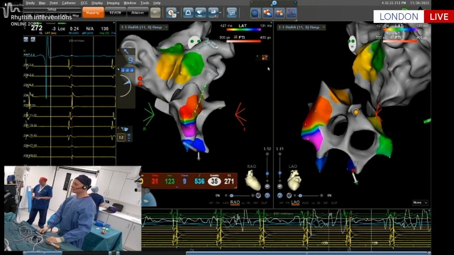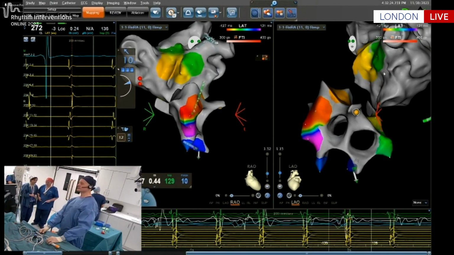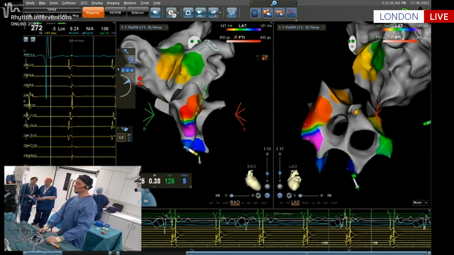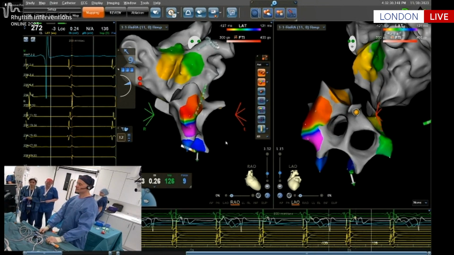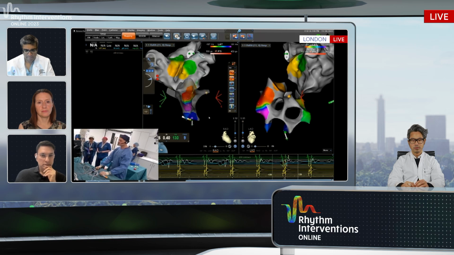Do you know why the Visitags aren't showing? Oh, there we go. It's just appeared.